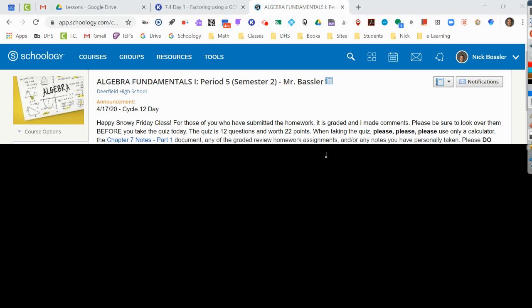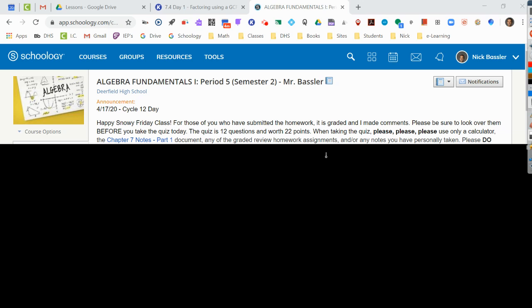So we are continuing with our polynomial unit, but this week and the next couple of weeks, we're going to be looking more into the factoring piece of this. Polynomials and factoring kind of go hand in hand. This week and next week, we're going to be doing more factoring, which is an essential skill in algebra, all right?